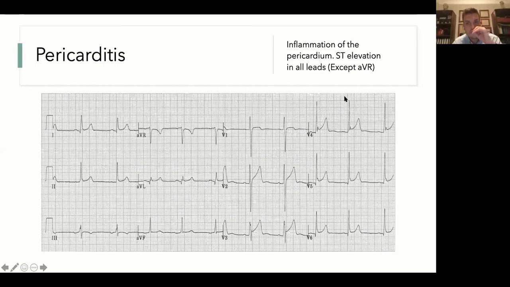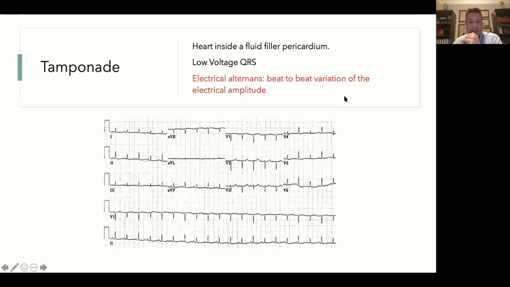Good. Now, let's talk about tamponade. Tamponade is a condition where there is fluid inside the heart, inside the capsule that surrounds the heart. And that doesn't allow the heart to contract completely, okay? And now you will tell me, why do I care? You care because this leads to a cardiogenic shock and the patient dies, okay?